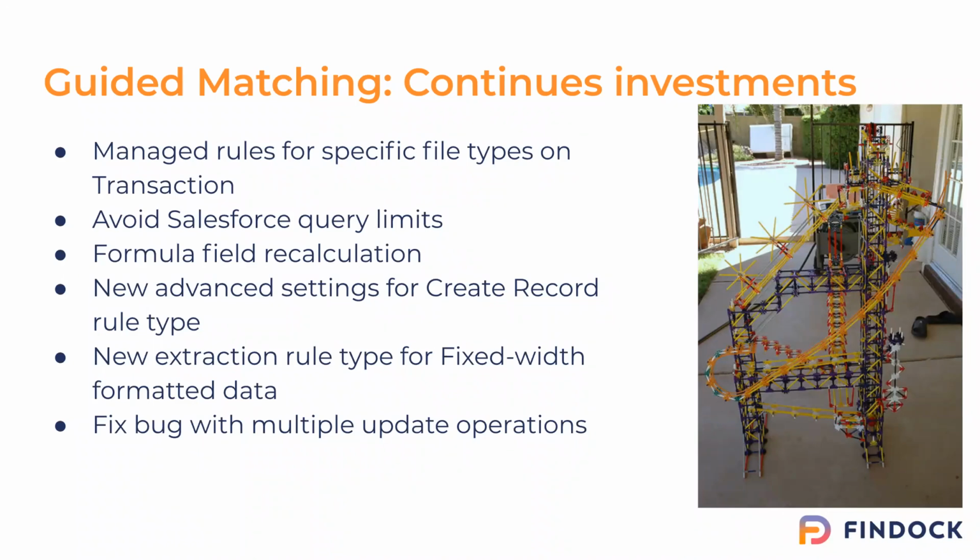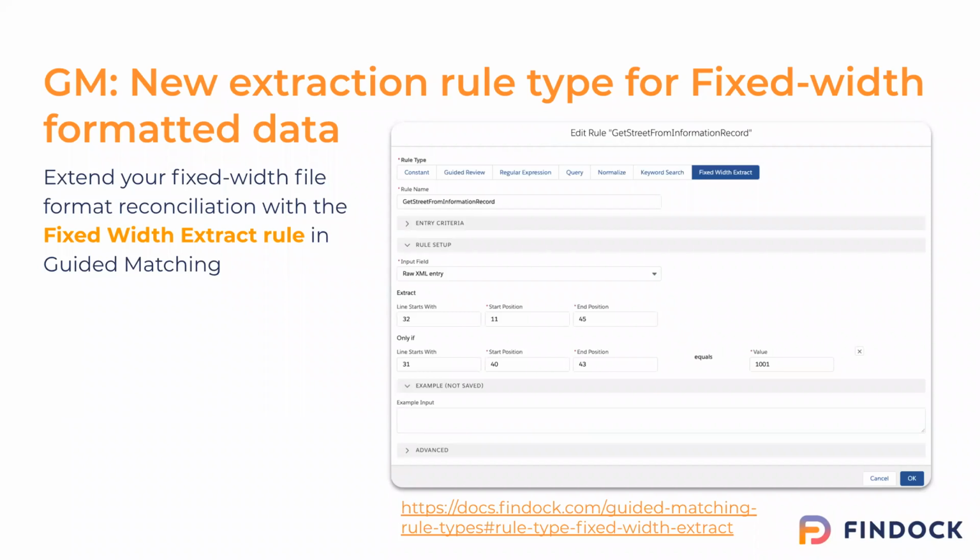Now, there's one specific one I'd like to highlight a bit more, and that's for FinDock. We have added a new rule type as well. It's a very specific rule type. It's an extraction rule type that helps you extract data from fixed width formatted data. So we already have one extraction rule type for regular expressions, right? When raw data is coming in, we store that in FinDock or in the raw XML field. And then with regex, you were able to parse data out of there.